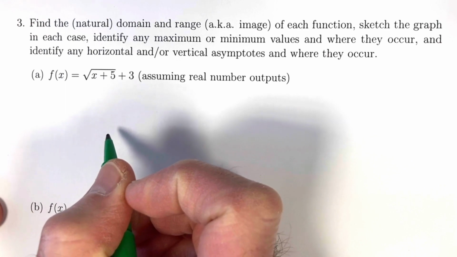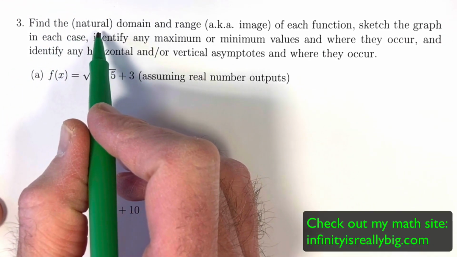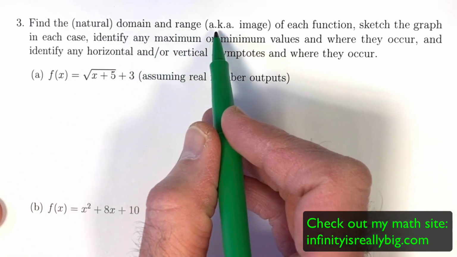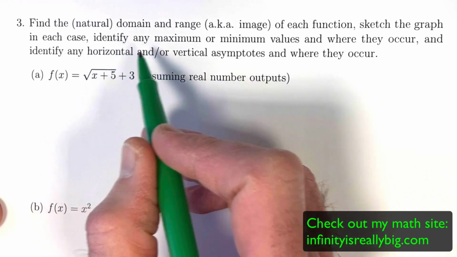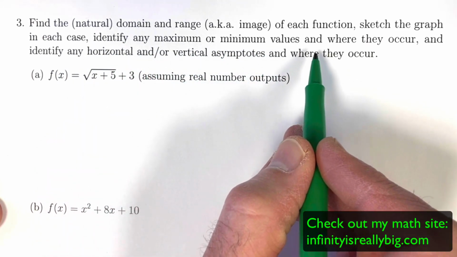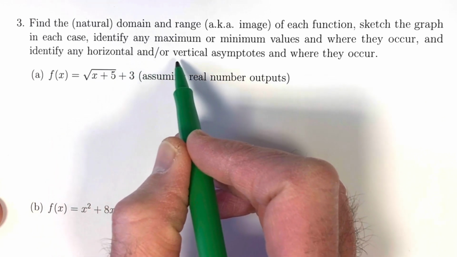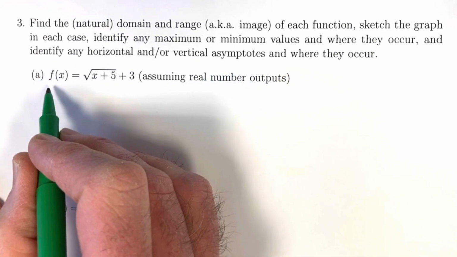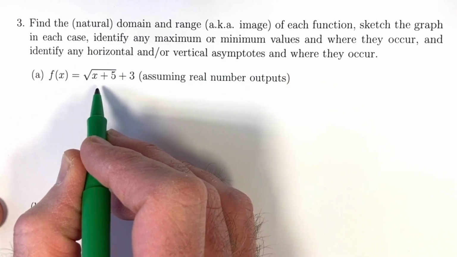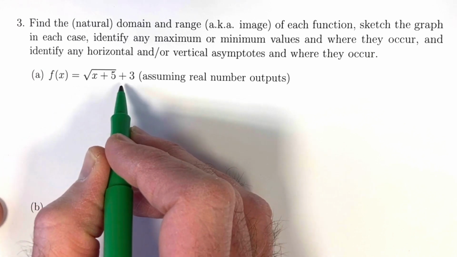Problem 3 has 3 parts and kind of complicated directions. Find the so-called natural domain and range, also known as image, of each function. Sketch the graph in each case. Identify maximum and minimum values and where they occur. And also identify any horizontal and/or vertical asymptotes and where they occur. And we will use technology to help us here. So in part A, we've got a function f of x defined by this formula. Take the square root of the entire expression x plus 5 and then add 3.